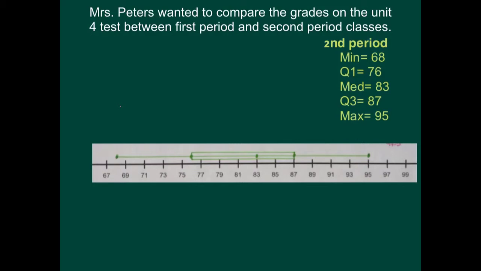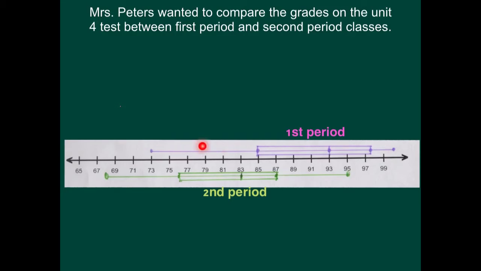Now, quickly, I did a box and whisker based on second period's information. Here's my data. Here's the median. Here's my lower quartile. Here's my upper quartile. Here's my minimum, and here's my maximum, all on the same number line that we did for first period's data. Now, let's compare first period's data with second period's data. I knew that the minimum for first period was higher than the minimum for second period. I also knew the maximum for first period was higher than the maximum for second period.